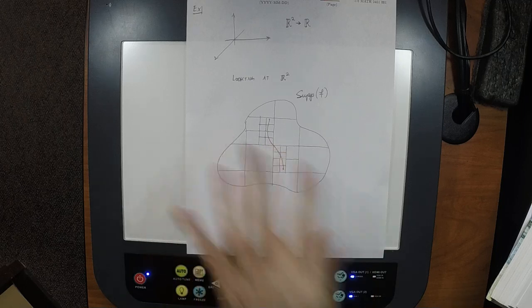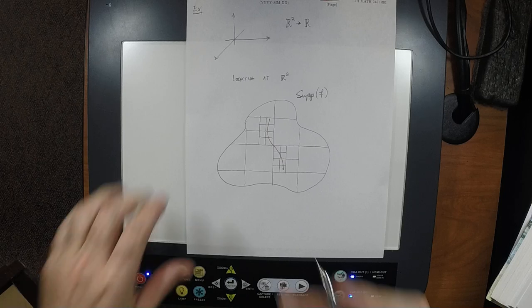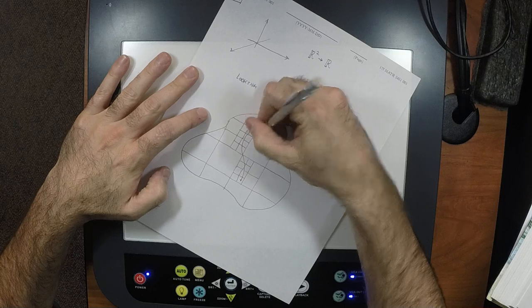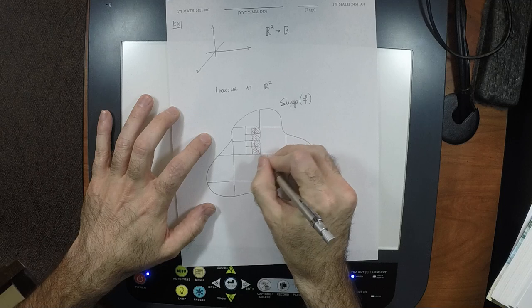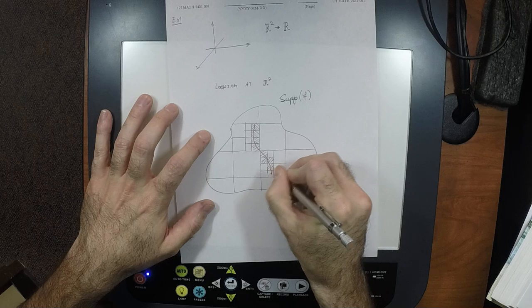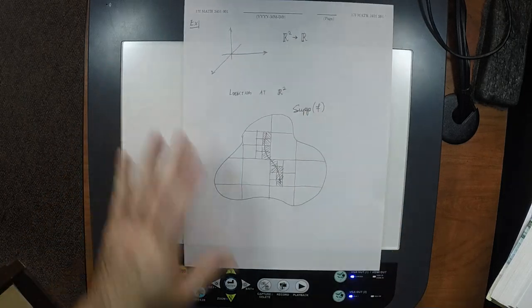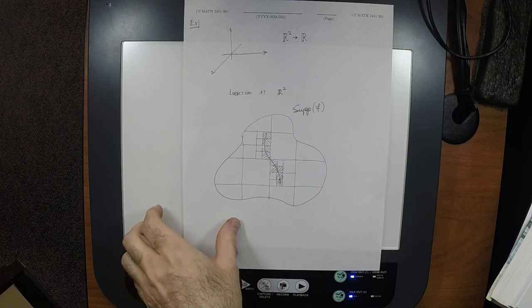Because this is where the discontinuity is, that's where the oscillation is going to remain high. It'll never get small for those. So this is a high oscillation cube. This is a high oscillation cube. That one's high oscillation, and so on for each of these. But as I increase the resolution, I can make the area of those high oscillation cubes as small as I wish. I can make it smaller and smaller and smaller.